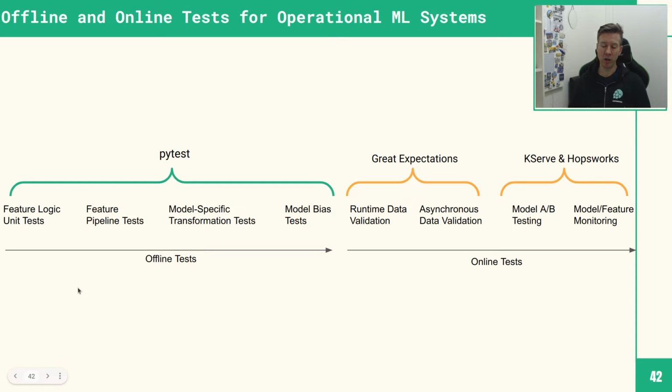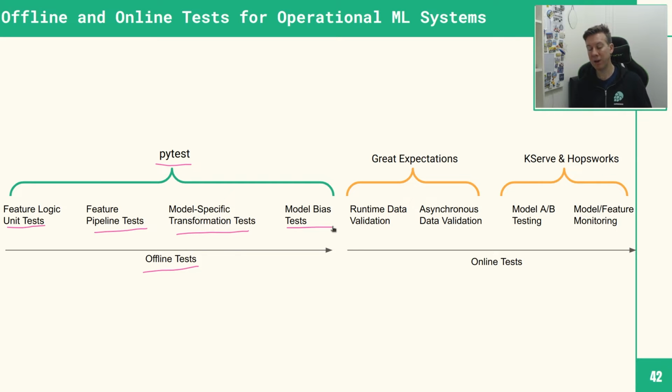And we're going to look at them with a few technologies. So they are very abstract. Let's get a bit more concrete. How can I implement these in my system? You can use Pytest, which is a unit test framework for Python, for doing what we call offline tests. I've given you some examples of offline tests already: computing feature logic, running feature pipelines, trying out our model-specific transformation tests, and also the on-demand feature tests, and then even testing models for bias we can run with Pytest.